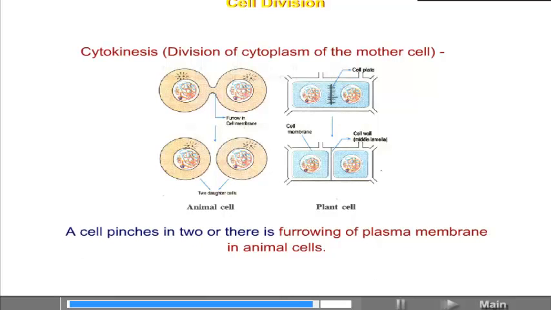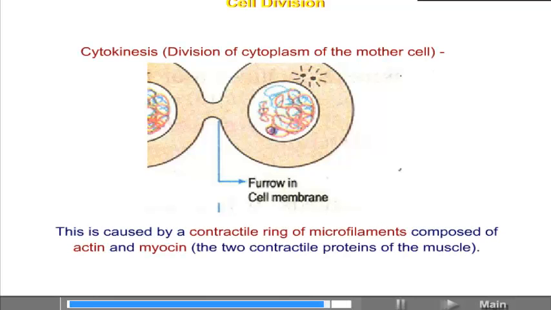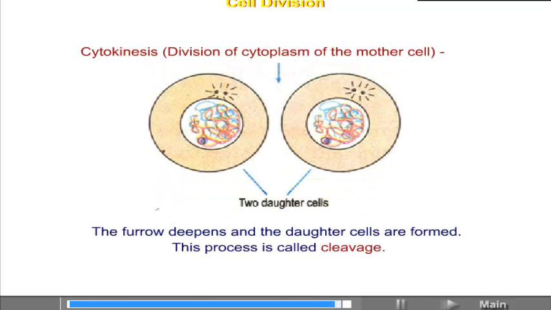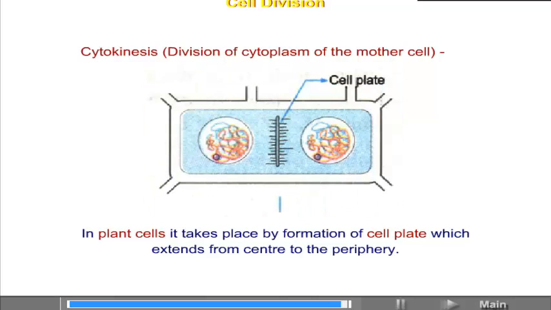Cytokinesis. Division of cytoplasm of the mother cell. A cell pinches in two, or there is furrowing of the plasma membrane, in animal cells. This is caused by a contractile ring of microfilaments composed of actin and myosin, the two contractile proteins of muscle. The furrow deepens and the daughter cells are formed. This process is called cleavage. In plant cells, it takes place by formation of a cell plate which extends from the center to the periphery.